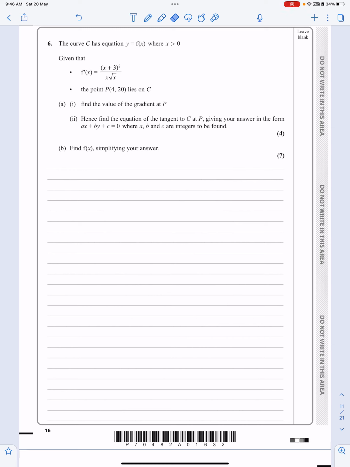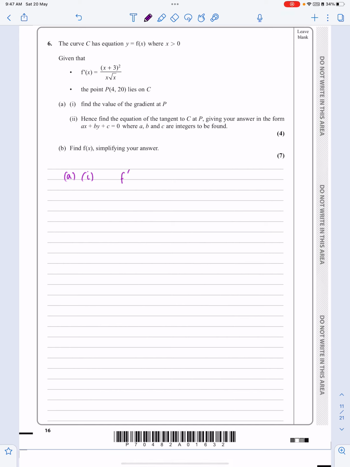And as I say, you probably need to do these in a cluster of questions to get a bit more experience at them. So this one says f dash x is equal to (x plus 3) squared over x root x. It tells me a point and then, for part A, part 1, well, that's straightforward enough now that I've read it. If I want to find the gradient at P, I just want the gradient when x equals 4, and the gradient is f dash x.